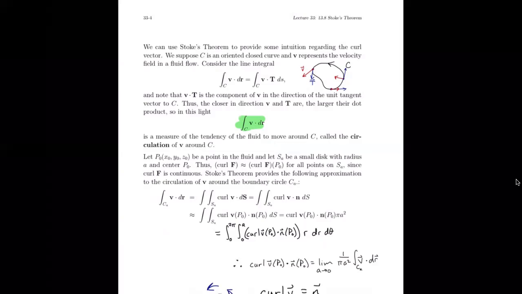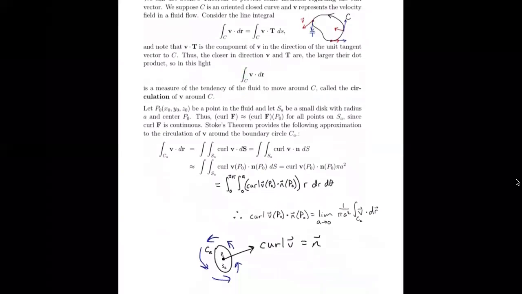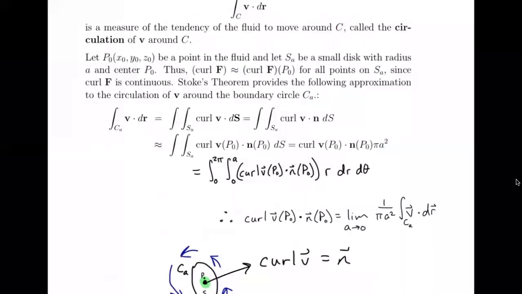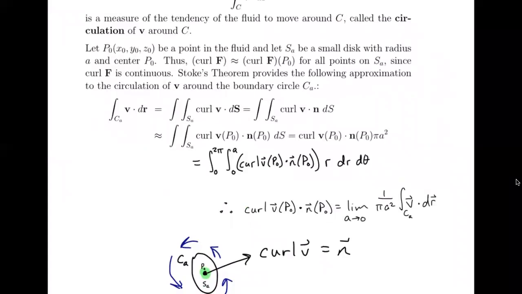So let's go in a little bit deeper to what's going on with this and relate it to the curl. So if we take a point P naught, a point in the fluid, and we let S sub A be a disk around this point P naught. So here we have a point P naught down below, and S sub A is a disk with radius A around P naught. So here's our disk, and we're talking about including all the points in here since it is a disk. Arbitrary radius A for now, but we'll try to make it kind of small.